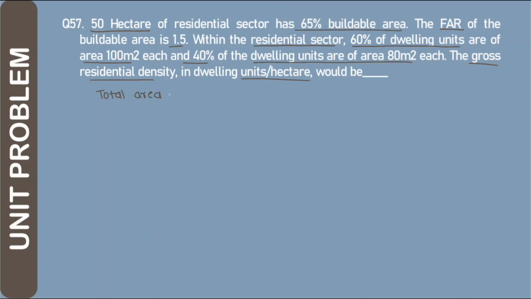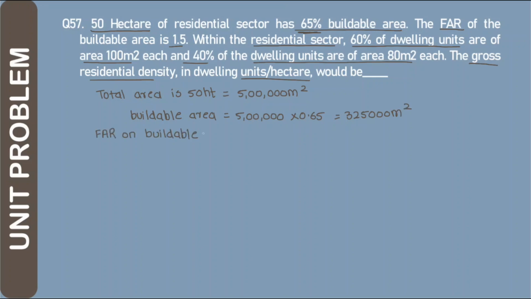So the total area of 50 hectares is 5 lakh meter square. Buildable area is 5 lakhs into 0.65, that is 3 lakh 25,000 meter square. FAR on buildable area is 3 lakh 25,000 meter square into 1.5, that is 4 lakh 87,500.